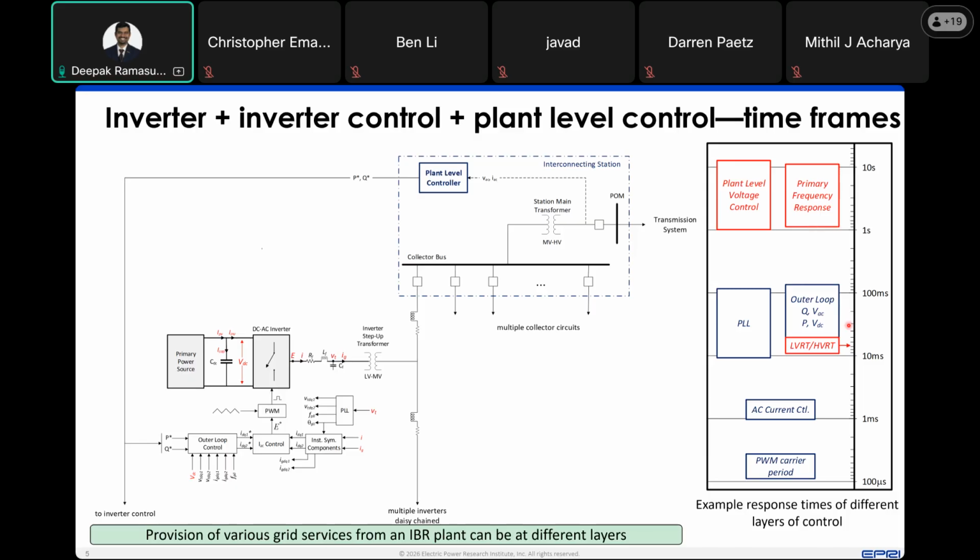And as we come down to the inverter level, you have controls that act on a much faster time scale and have different layers embedded within them. So depending upon where on this hierarchy of control the different services are being provided by the inverter-based resource, it will have different impacts on the system. What this also means is that there are different levels of stability that will be manifested on the network side, depending upon the type of services provided, the layer at which the service is provided, and the hierarchy of control at which the service is provided.